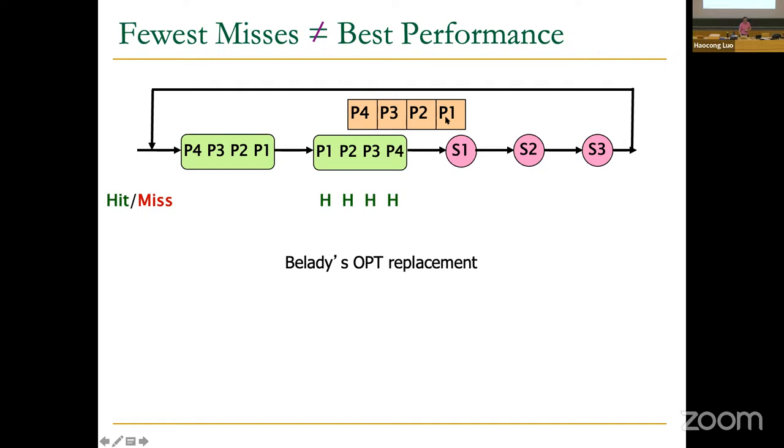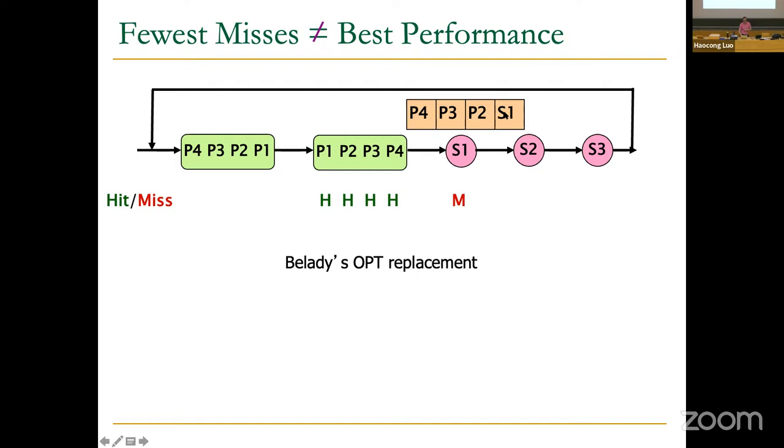With Belady's optimal, you ask the question, whenever you see S1, S1 is going to replace the cache block that's going to be referenced furthest into the future. Now, what is furthest into the future among these? Well, P4 is the first into the future, if you follow the cyclic pattern. P3 is the next, P2 is the next, and P1 is the furthest into the future, as you can see. So P1 will be replaced by S1. Of course, this is a miss because it's not in the cache. So now S1 is in the cache.